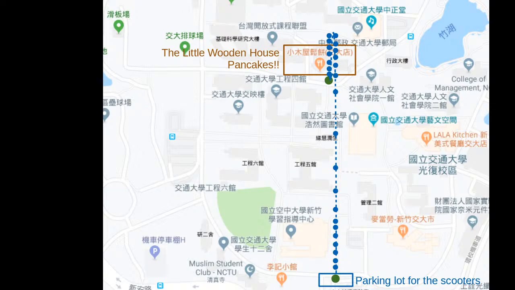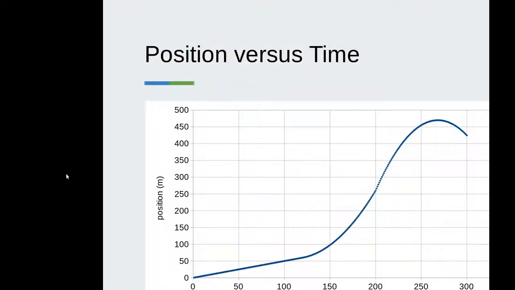Okay. And here is the data graph. If I do a very, very serious measurement about your movement, so this is the time when you start, and you start to move on, you speed up, you get to the door of the little wooden house pancake, and then you turn back. And this is the position. So I measure your position in meters. This is 0, and then 15 and 100 meters, and go on and go on and go on. So this is my record. And now what can I say about the record?